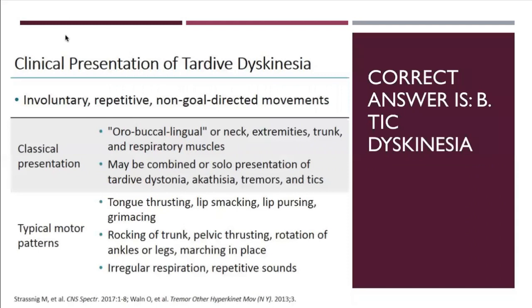I'm going to go through it here. Tardive dyskinesia is involuntary, repetitive, non-goal directed movements. In the face, it's like chewing and moving the side of the face. We call it orobuccal lingual, or it can be in the neck, the extremities, even the trunk. Typical tongue thrusting, lip smacking, lip pursing, grimacing, all involuntary. He just cannot control it. So this is tardive dyskinesia.